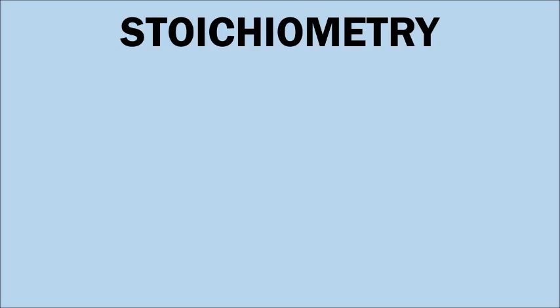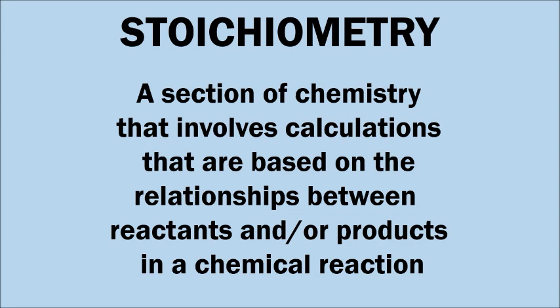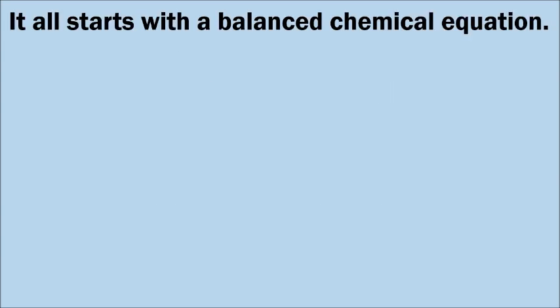In this video, I'm going to teach you about stoichiometry, and we'll do some conversions from moles to moles and grams to grams. So what exactly is stoichiometry? Well, it is a section of chemistry that involves calculations, and these are based on the relationships between reactants and products in a chemical reaction. Before we can do any stoichiometry calculations, we need to start with a balanced chemical equation.